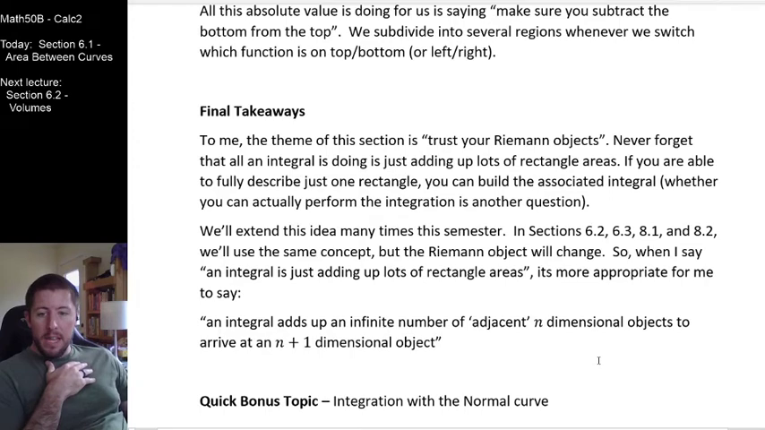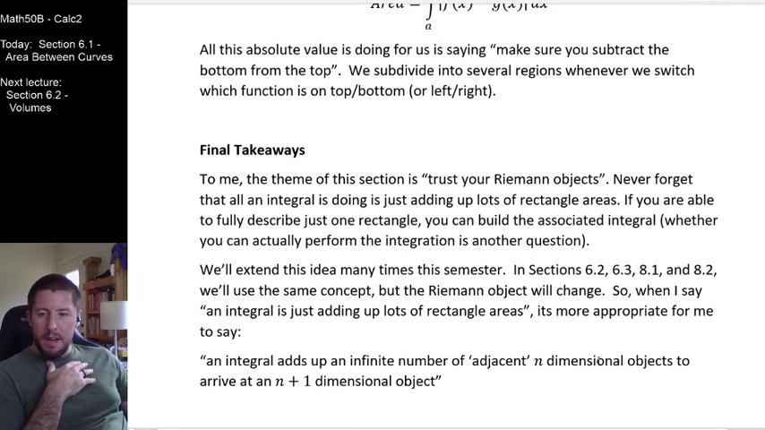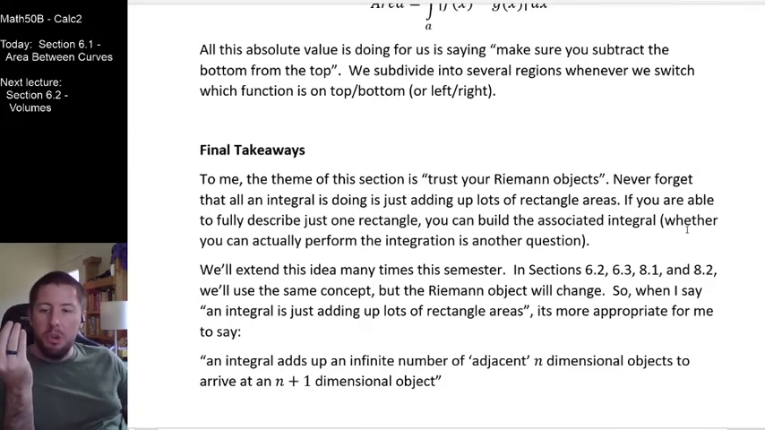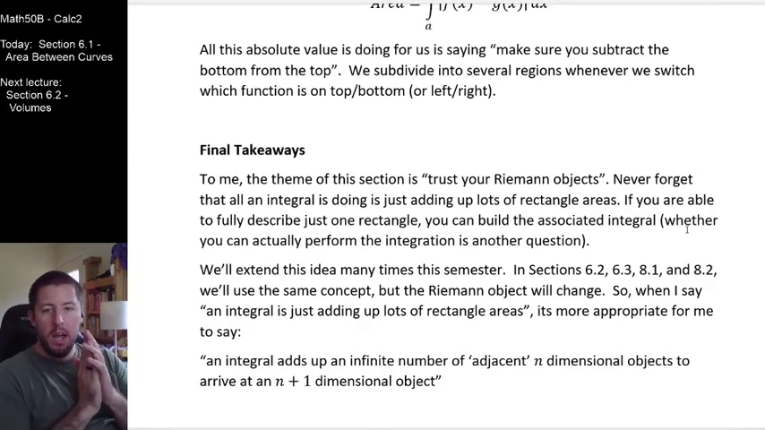I believe that my final takeaway, it was kind of funny, I got ahead of myself. I knew that this was something I was supposed to be saying, and so I said it, and then I scroll down, and here it's sitting. The theme of this section is trust your Riemann objects. You need to be drawing the object that is the thing of accumulation that's going inside of your integrals here.